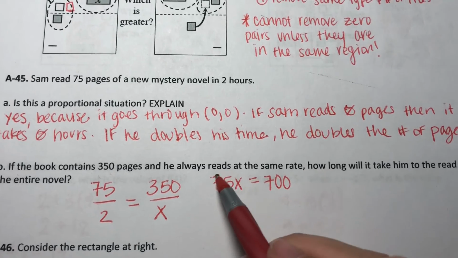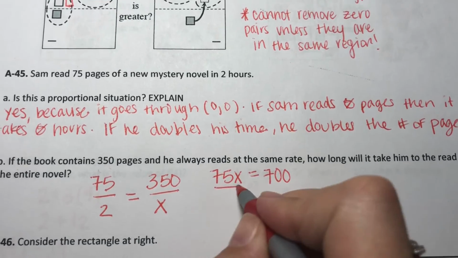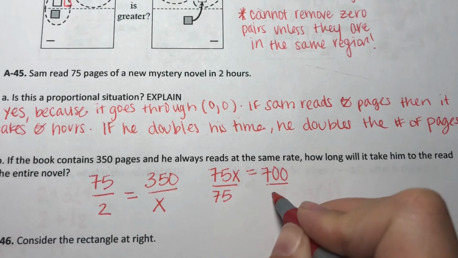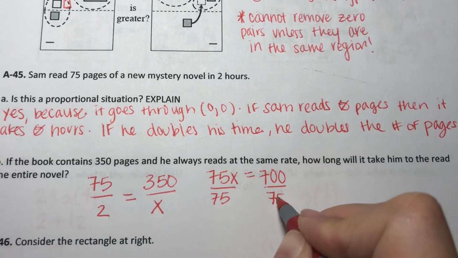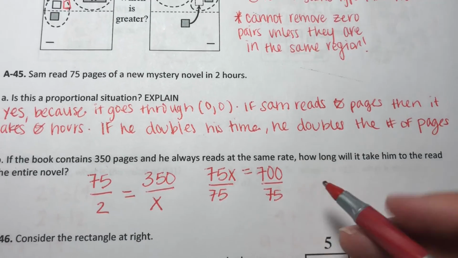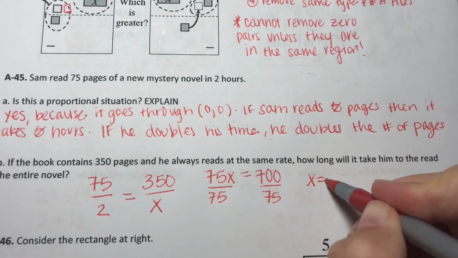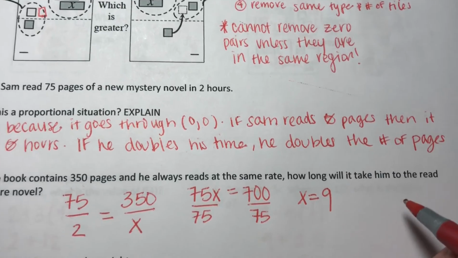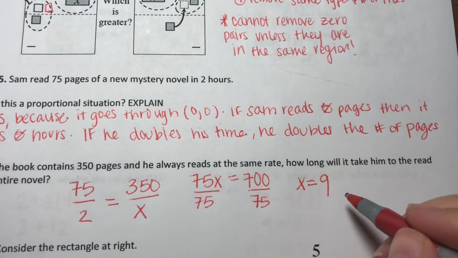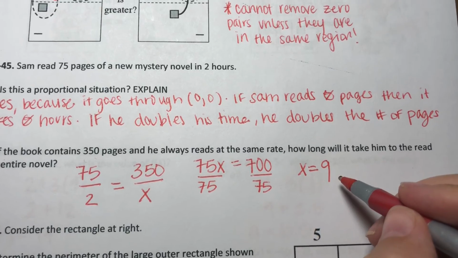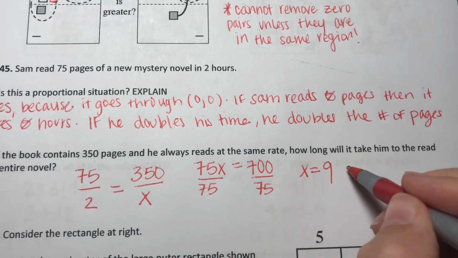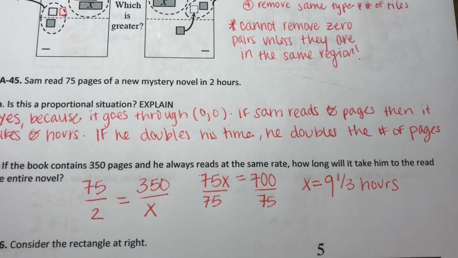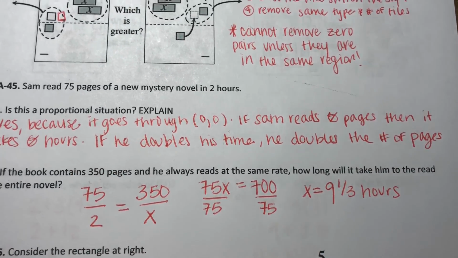And remember, to undo multiplication, we have to divide. So I'm going to divide by 75 here. What I do here, I have to do over here to keep it balanced. And if we were to do this on our calculators, we will get X equals 9, and then you would probably get 0.33333 on and on forever. And if you ever get that, what that's telling you is that it is the fraction 1/3. So we would say 9 1/3 hours is what it would take him to finish this book. That's 350 pages.